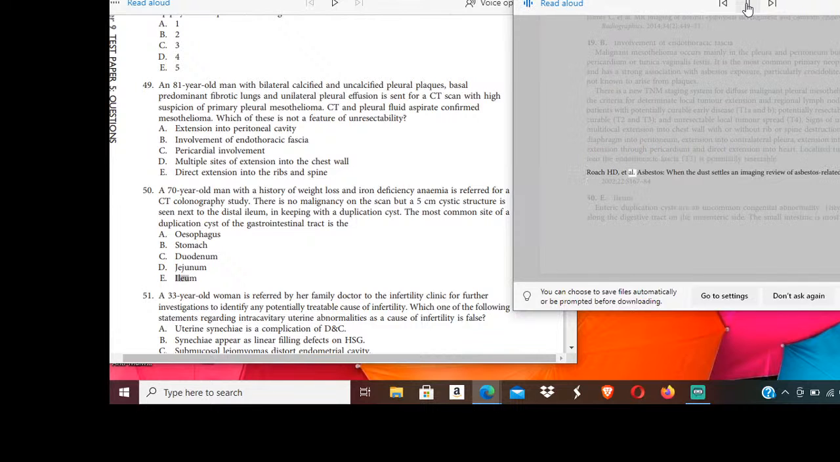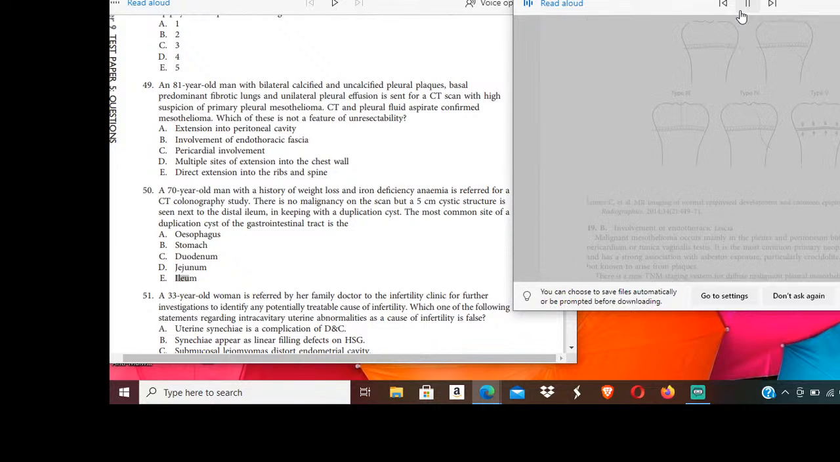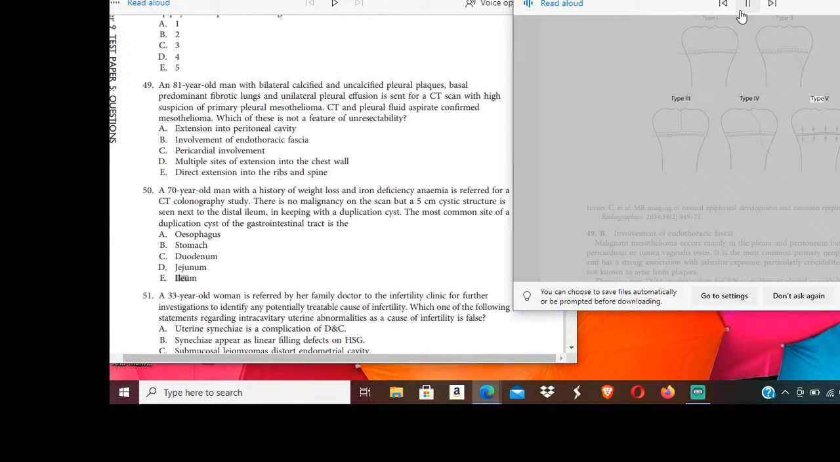Roche HD, et al. Asbestos, when the dust settles: an imaging review of asbestos-related disease. Radiographics. 2002, 22, S167-84. 50. Ileum. Enteric duplication cysts are an uncommon congenital abnormality. They can occur anywhere along the digestive tract on the mesenteric side. The small intestine is most commonly involved.